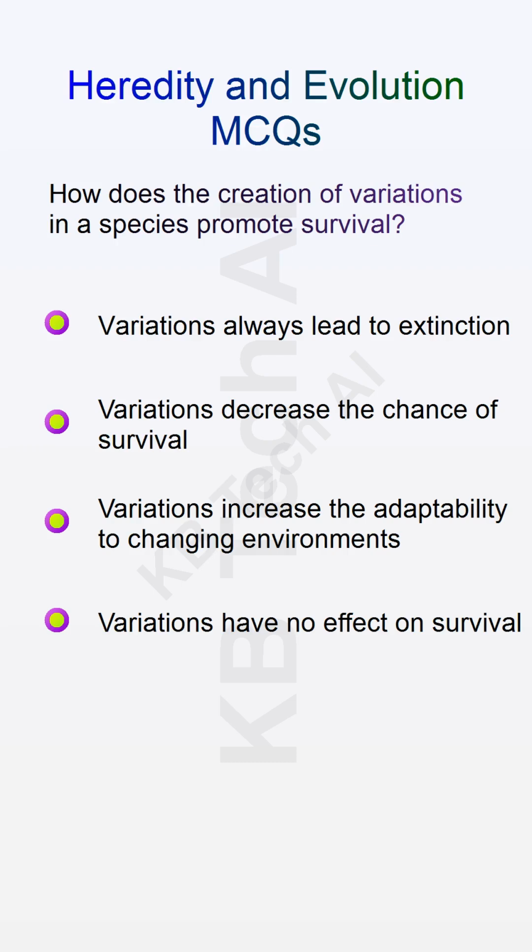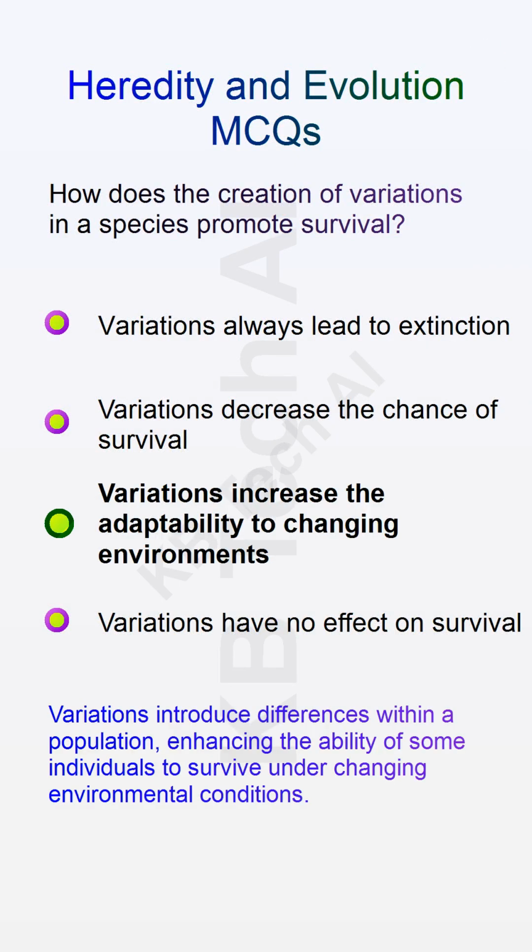How does the creation of variations in a species promote survival? Option 1, variations always lead to extinction. Option 2, variations decrease the chance of survival. Option 3, variations increase the adaptability to changing environments. Option 4, variations have no effect on survival. The answer is option 3, variations increase the adaptability to changing environments.